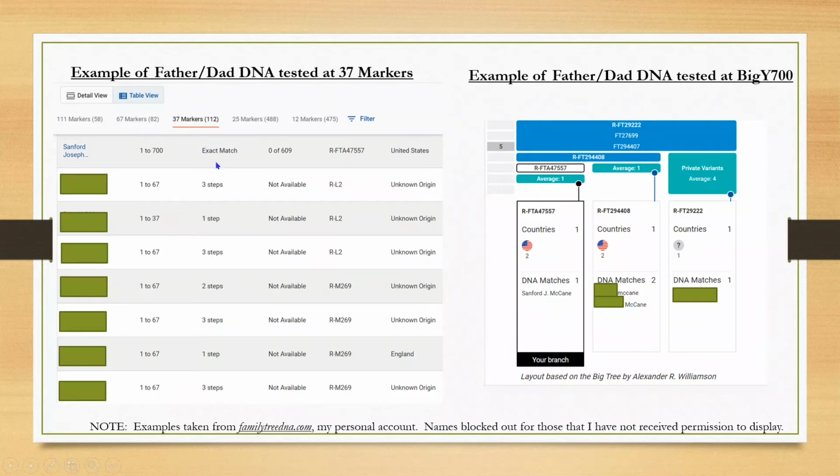The third column here tells, okay, how do you match this person at 37 markers or STRs? It says I exactly match Sanford. I'm 3 steps, or I have 3 differences between this person, 1 here, 3, 2, 3, 1, 3. And then this just says, is the Big Y test available here, showing data for this person. And at 609 of those separately, it just shows that I have 0 differences.